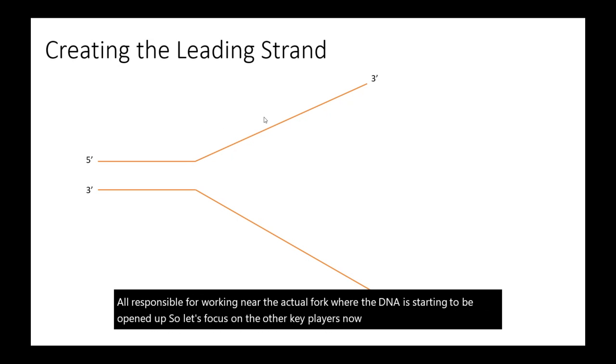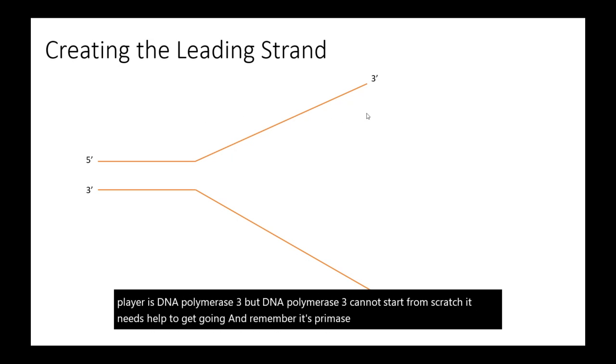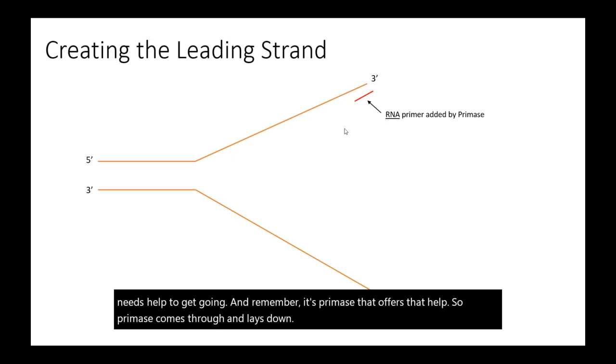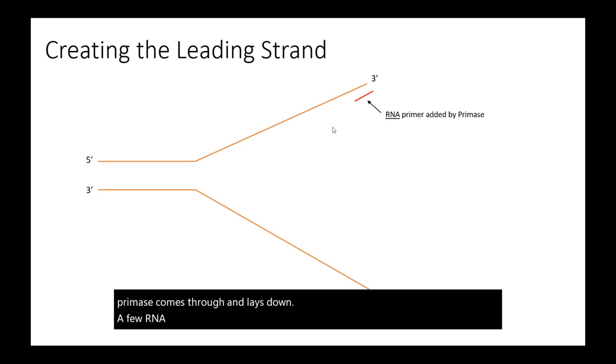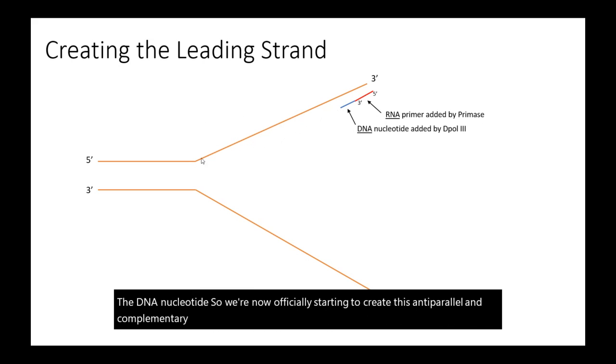So remember, I said the main player is DNA polymerase 3. But DNA polymerase 3 cannot start from scratch. It needs help to get going. And remember, it's primase that offers that help. So primase comes through and lays down a few RNA nucleotides. This is going to allow DNA polymerase 3 to come in and add the DNA nucleotide. So we're now officially starting to create this anti-parallel and complementary strand of nucleotides, okay?